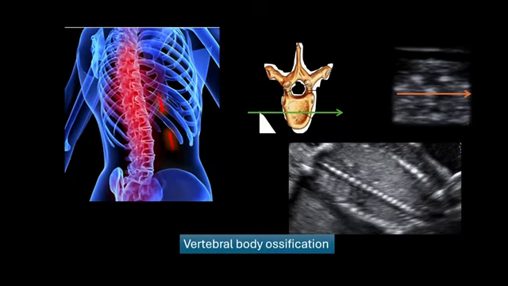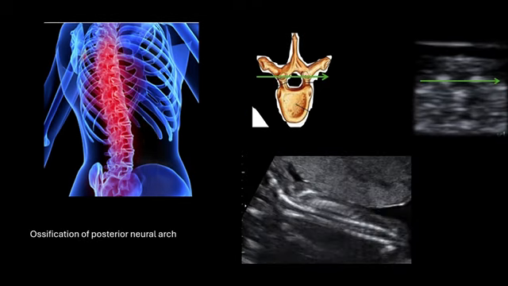The ossification of the vertebral body begins earliest in the lower thoracic and upper lumbar regions, and then it progresses in both the cranial and caudal direction, that is, a bidirectional pattern. In contrast, the ossification centers of the posterior neural arch follow a uniform craniocaudal progression.